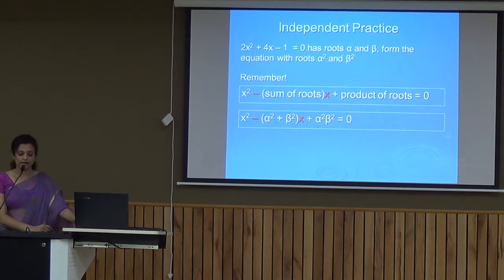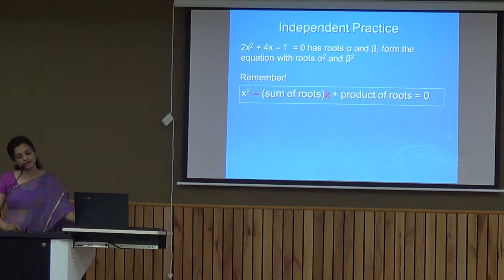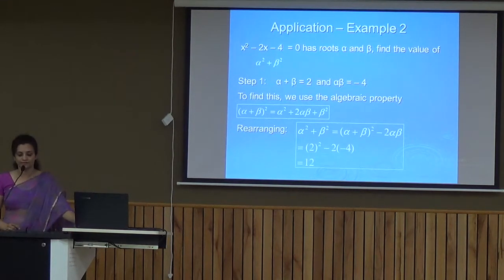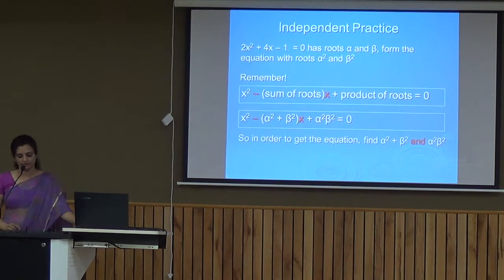So now you're going to find x square minus alpha square plus beta square into x plus alpha square beta square equal to 0. So basically you need to find the value of alpha square plus beta square. And the third term, alpha square beta square, is nothing but the square of the product. So let's find out the product first. It's minus 1 by 2, and alpha square plus beta square we can very well find using this concept. Right, so in order to get the equation, find alpha square plus beta square and alpha square beta square.